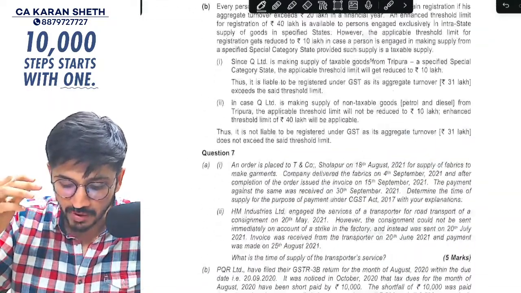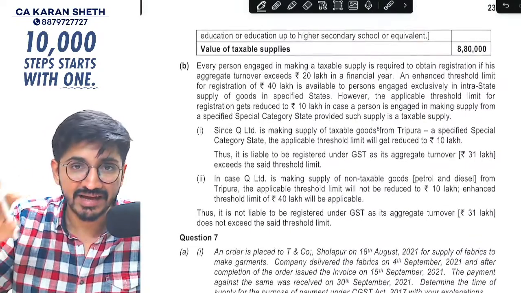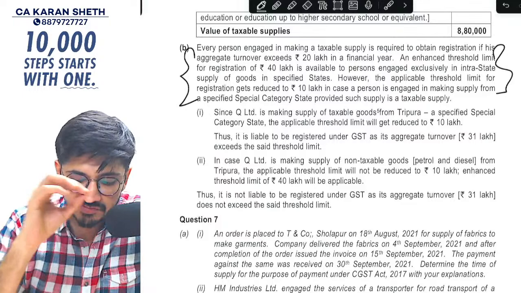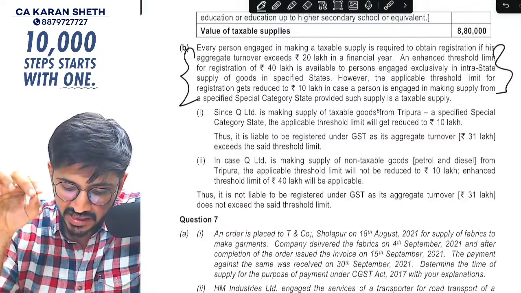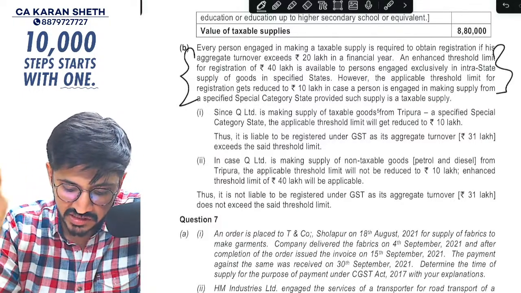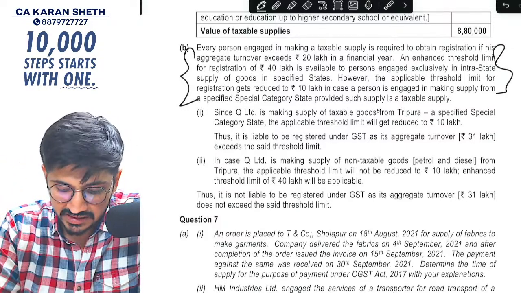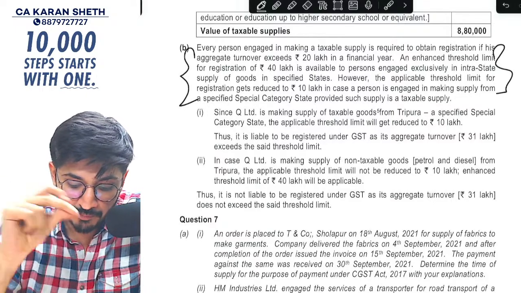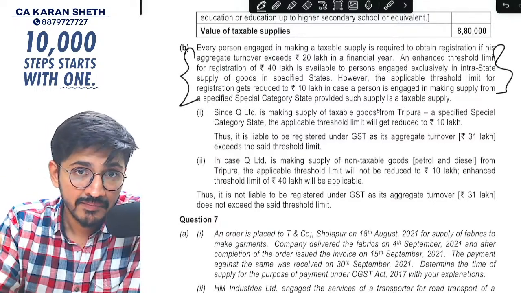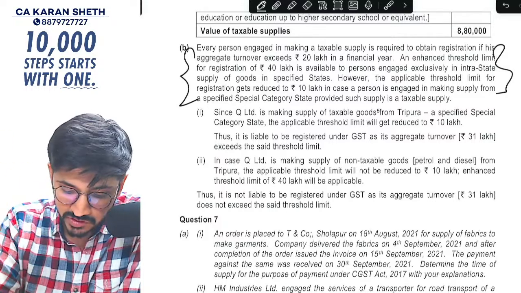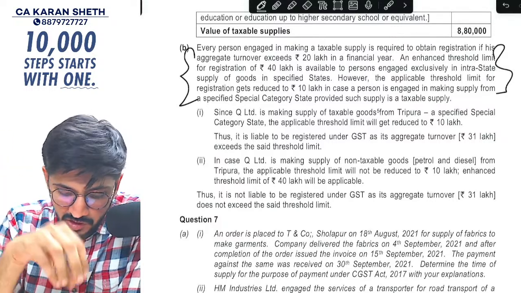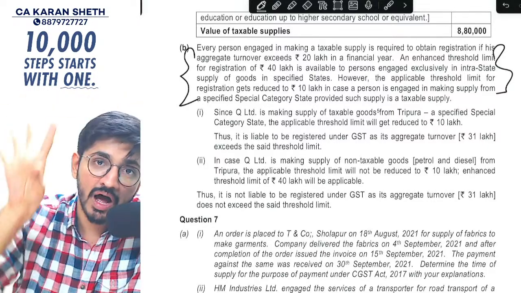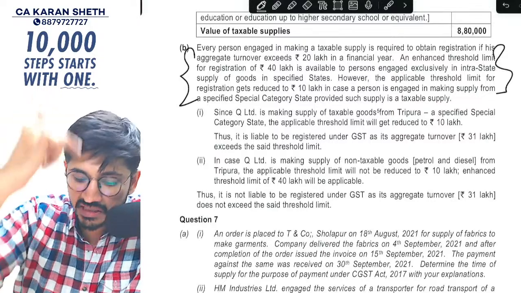So sir, do we have to write the notes for all the 10 lakhs, 20 lakhs, 40 lakhs? No, just check what they have written. They've just written: a person engaged in making taxable supplies is required to obtain registration if it exceeds 20 lakhs. Enhanced threshold limit of 40 lakhs is only applicable for a person exclusively making intrastate taxable supplies of goods. And 10 lakh for special category states. One of them is, okay, Tripura. You can just write that down because that is in the case study.